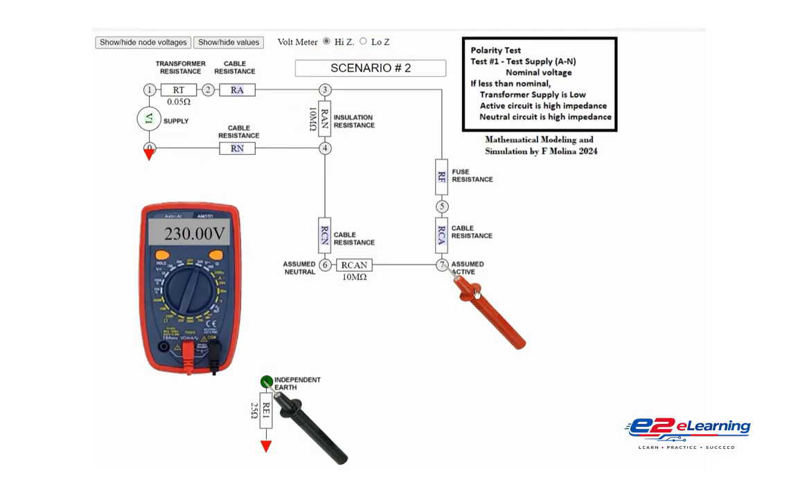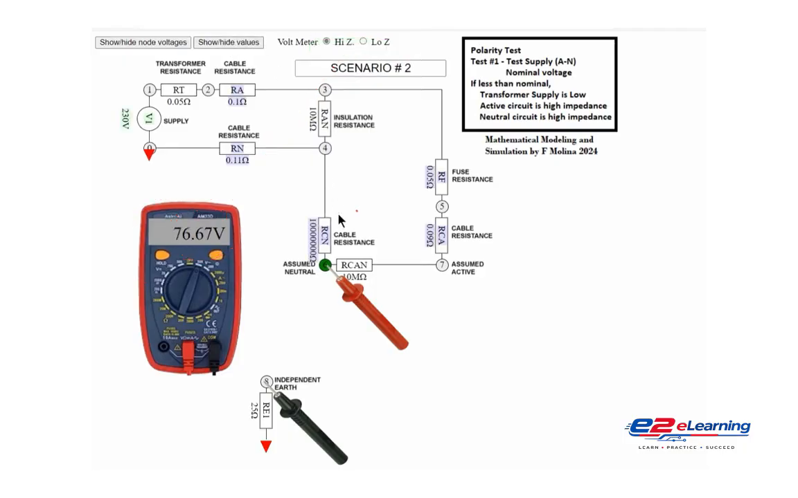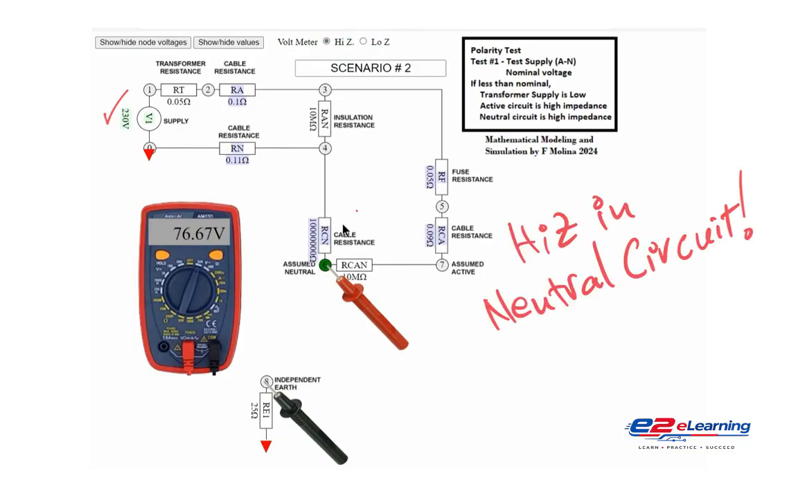Now, we test between the neutral node and the independent earth. The voltmeter reads 76.67 volts. When toggling to low Z, the voltage drops to a very low value, confirming phantom voltage or high resistance in the neutral circuit. By reviewing the component values, we can see that the supply is at 230 volts, but there's high resistance, 10 megaohms, across the neutral supply cable, RCN.